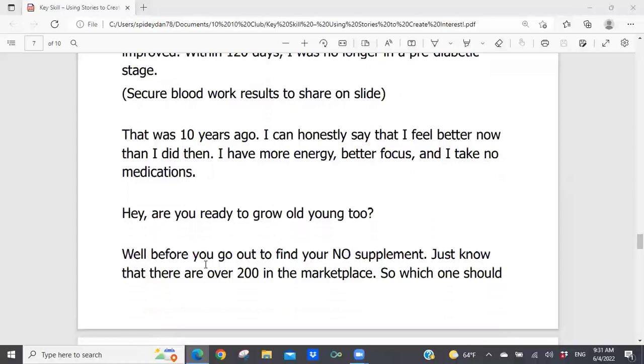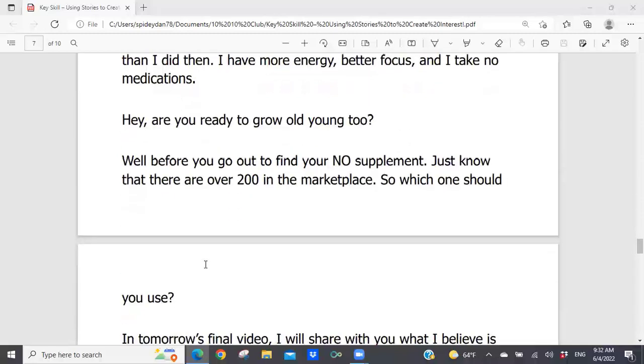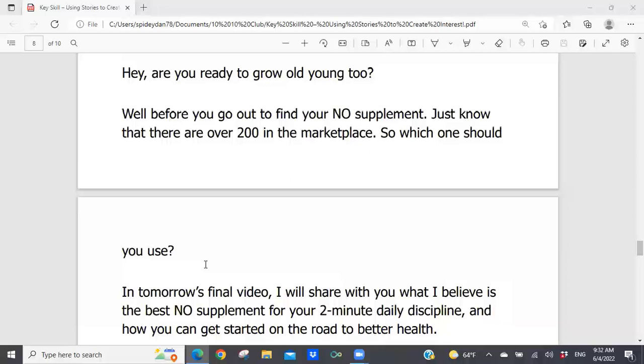Well, before you go out, most people would say, yeah, let me go out and get that. And what David does is he brilliantly sets people up not to take action yet, because he lets them know that if they do go out there, they're going to find over 200 different products in the marketplace. So the question becomes, and again, understand the purpose of a question. The purpose of a question is to cause the person's mind to seek an answer. And the person's mind will continue to seek that answer until it gets answered. So he sets up a question to make a reason why people want to watch his final video.